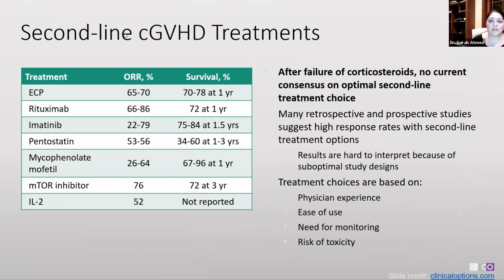Second-line chronic GVHD, it really is, again, a number of different agents that can be used. There are multiple retrospective and a few prospective studies which show high response rates. But again, the studies are varied in their design, and oftentimes the results of those are hard to really interpret. Most physicians will choose second-line therapy based on patient preference, need for monitoring, risk of toxicity, ongoing infections, and other organ dysfunction that may increase the risk of complications.